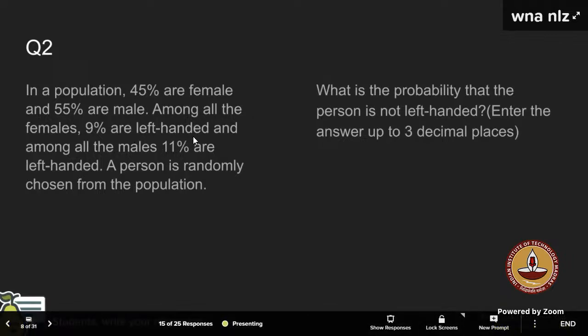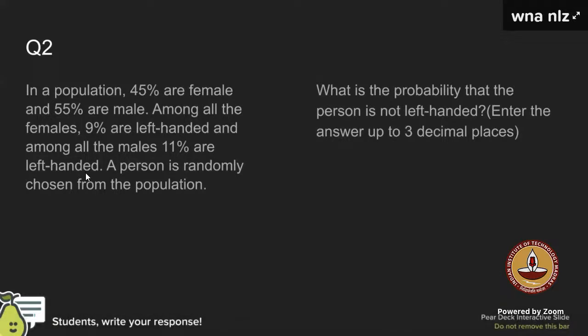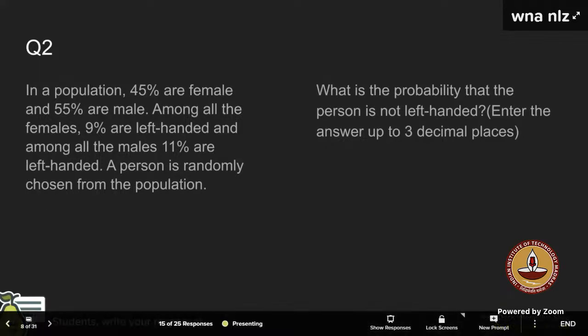Now once you have done this, read the question very carefully. Among all the females, 9% are left-handed, and among all the males, 11% are left-handed. So what are we trying to say? Let's say the first we have picked up is a female. Once you have picked up a female, what is the probability that she will be left-handed? 9%, so 0.09. Exactly. So that is the basic idea of how we have to pick up the data from the question.